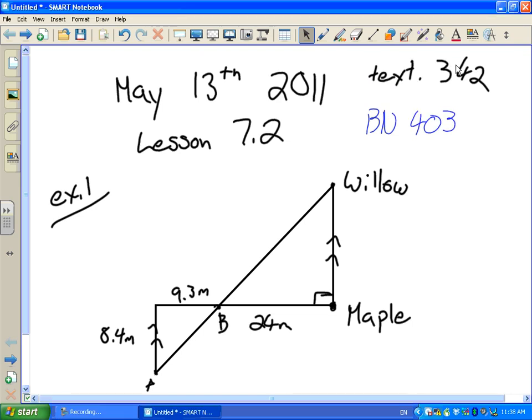Okay, today is May 13th, 2011. You guys are on text page 342, Blue Notebook page 403, and we're on lesson 7.2. So yesterday we were doing similar triangles. Today we're going to actually solve problems using similar triangles.